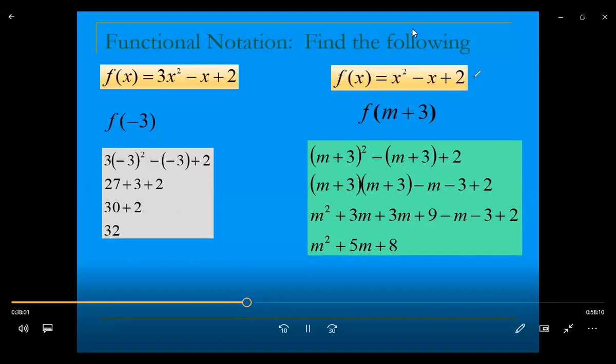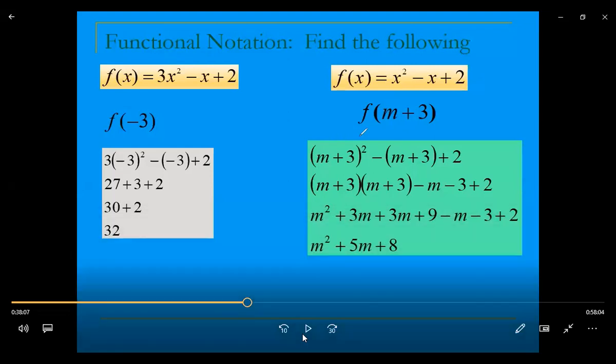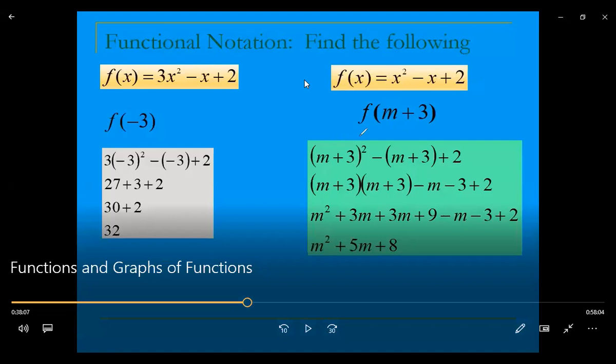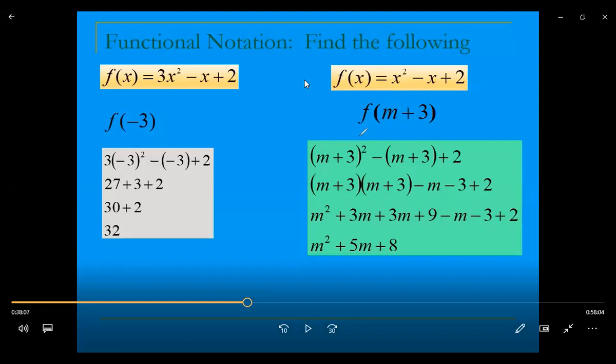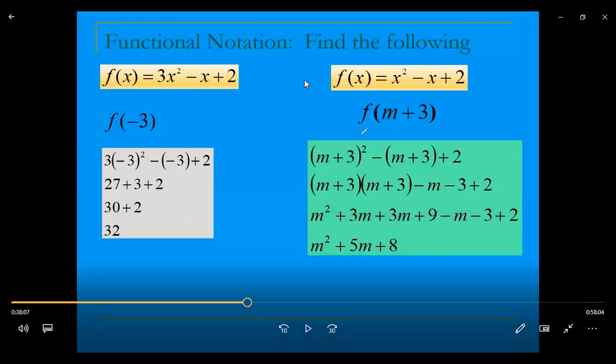If you're having difficulty, just type your question in the chat for me. I think I have some hands up. Emmanuel and Ketia. Emma, you can unmute yourself. 2M squared plus 5M plus 8. Would that be the final answer? Come again, please. I said 2M squared plus 5M plus 8. Will that be the final answer? Yes, that will be the final answer.